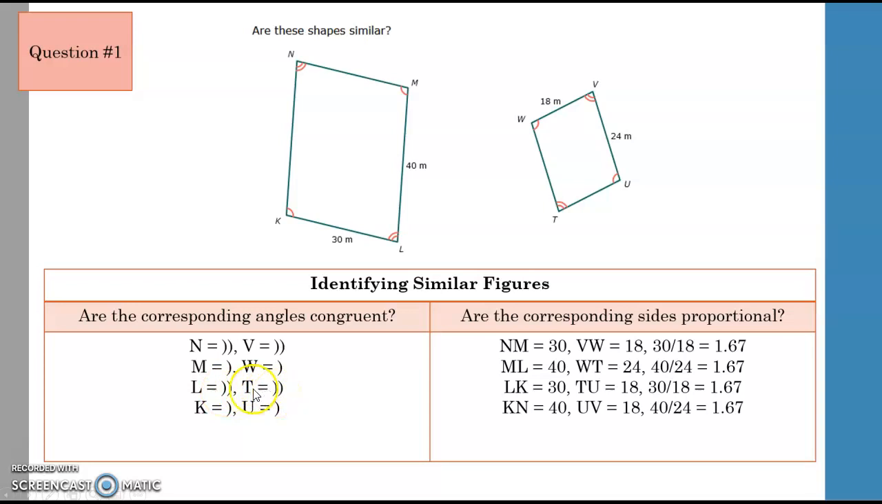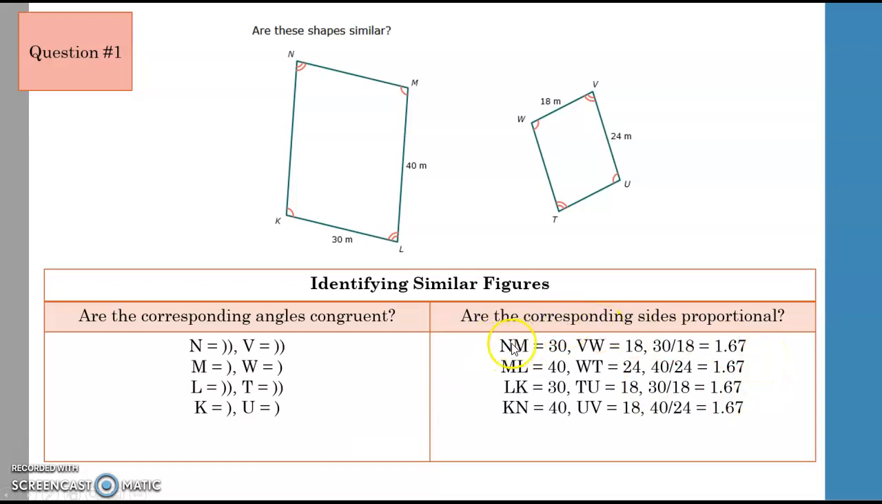They match up, they're congruent. Angle K has 1 curved line, and angle U has 1 curved line. They match up as well. The answer to this is yes. The corresponding angles are congruent. How about the corresponding sides?